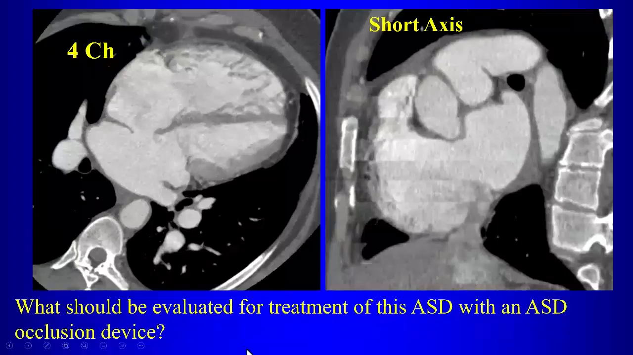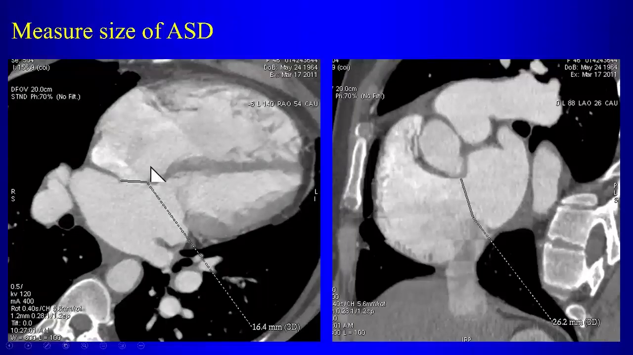Now, what should be evaluated if we're looking at an ASD and we're evaluating it for potential closure with this device? What are the things that we want to look at? Well, of course, you want to look at the size of the atrial septal defect. That's important. The other thing you're going to look at is these rims, right? There has to be enough tissue in the rims for the device to hold on to. Otherwise, the device will not stay in place. Okay? We need to measure the size of the atrial septal defect.